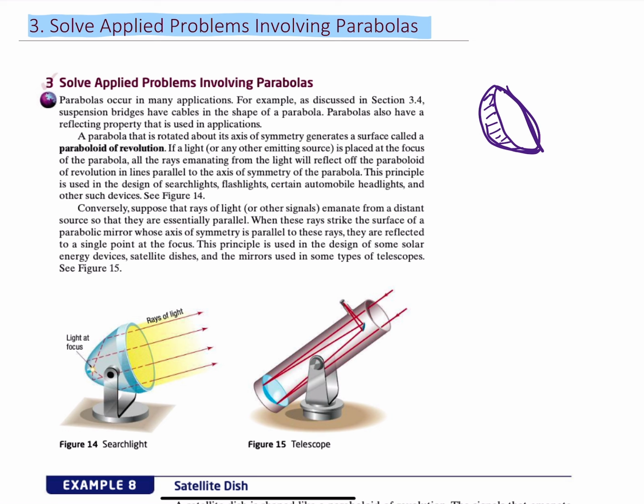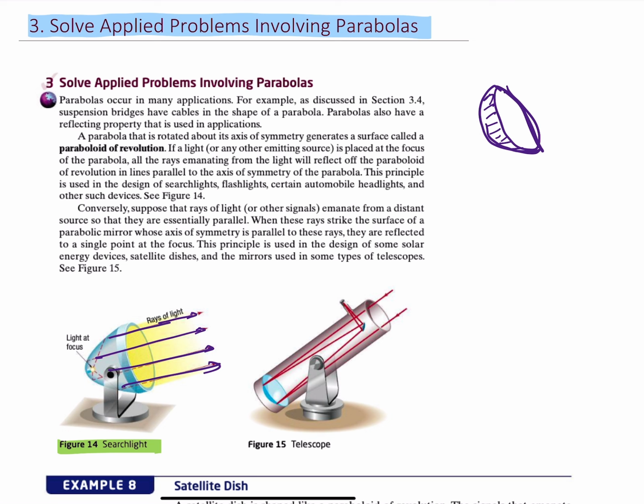So that's like this searchlight example. They're saying if you put a light at the focus point, the light will reflect out and then be directed all in a unified direction. You can direct and focus light.